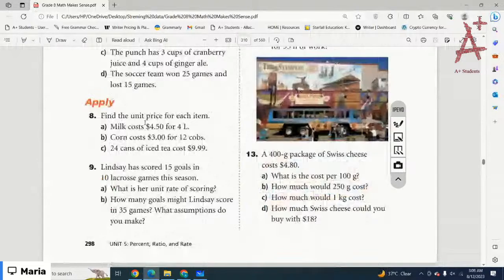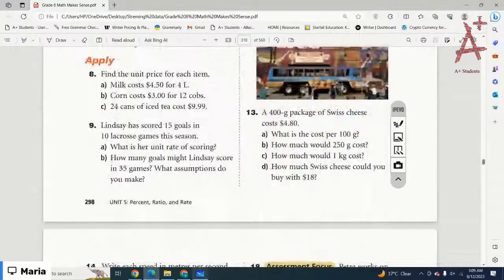Lindsay has scored 15 goals in 10 lacrosse games this season. What is the unit rate of scoring? How many goals might Lindsay score in 35 games? What assumptions do you make? Okay, that's 15 goals in 10 lacrosse games. So divide 15 by 10. You will get the unit rate, right?